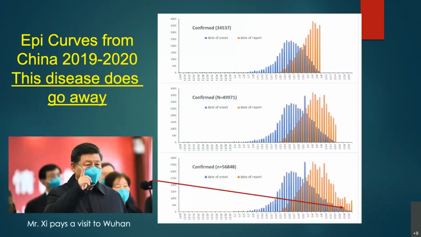I show this picture. This is Xi Jinping, the president of China, the chairman of the Communist Party. And this is a photograph taken in Wuhan. So I don't think that the public health officials and health professionals in Wuhan would allow the president of China to go to Wuhan if they knew they were not at the descending, at the tapered end of the epidemic curve. So this disease does come and go, and you should have confidence that it will.